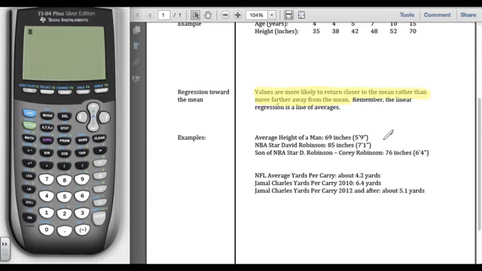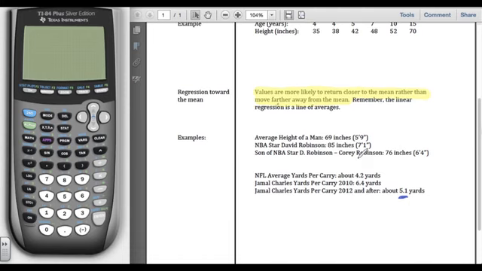Another example, sports related: in the NFL, the average yards per carry for a running back is about 4.2 yards. Jamal Charles is a running back. He played for the Kansas City Chiefs, and in 2010 he had a great season. He averaged 6.4 yards per carry, so that's way above the average. He was hurt in 2011. He didn't play a full season, but when he came back in 2012 and played a full season, he was only down to 5.1 yards. So he's still above the average, but he's closer to the average rather than moving farther away.